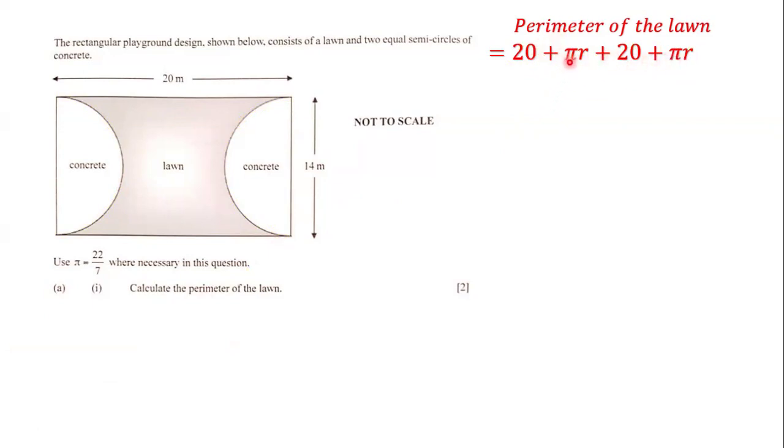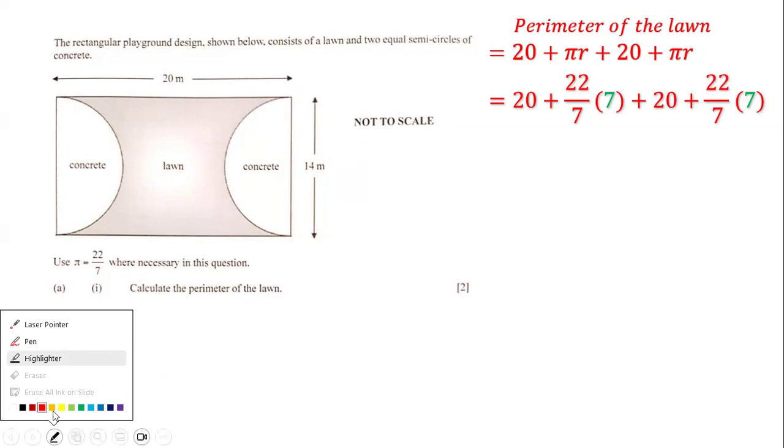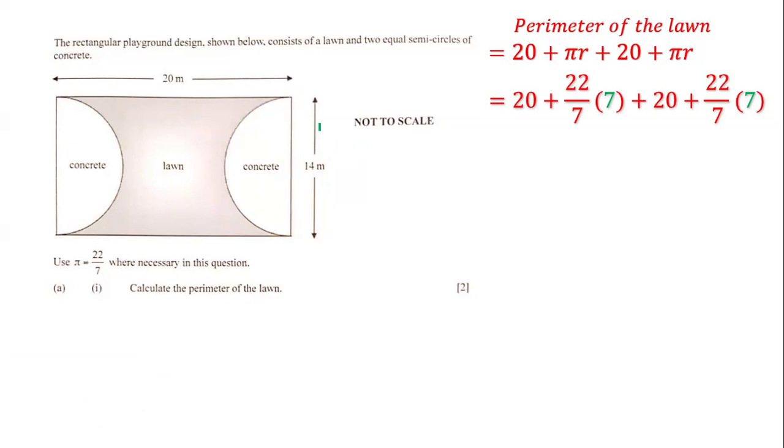Now we know what pi is, but what is r, right? R is the radius. So if you look at this particular length here, this is 14 meters. This is actually the diameter, but the radius is half of this, right? Half of 14, because the radius is always half of the diameter. So the radius in this case is going to be 14 divided by 2, because the radius is half of 14.